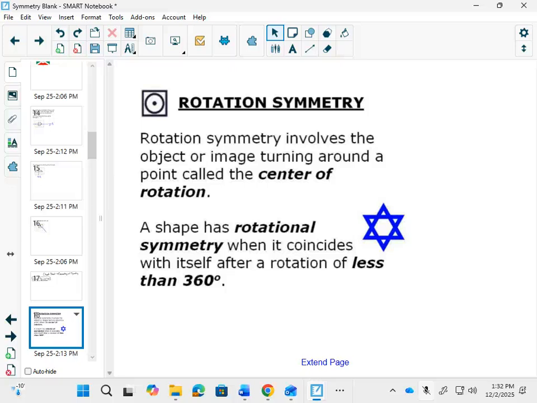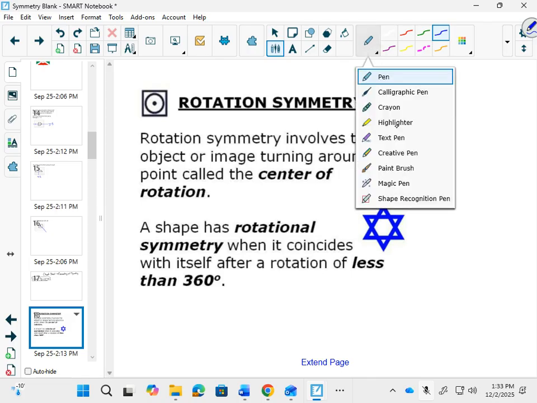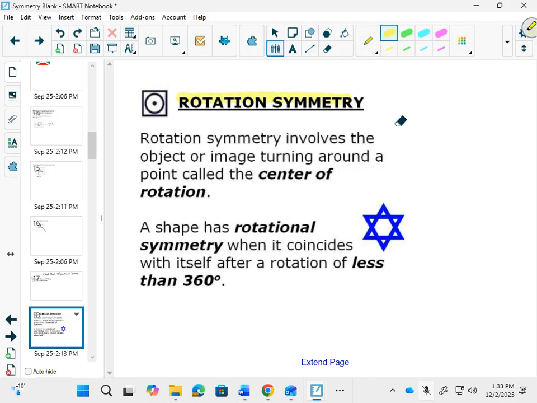Probably a good thing is just the defining of line symmetry. I'm going to take out my highlighter. I like highlighting things.